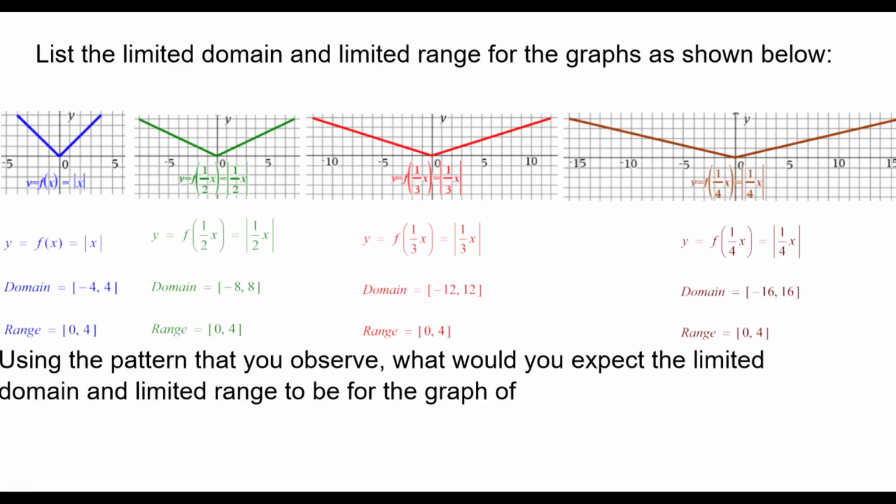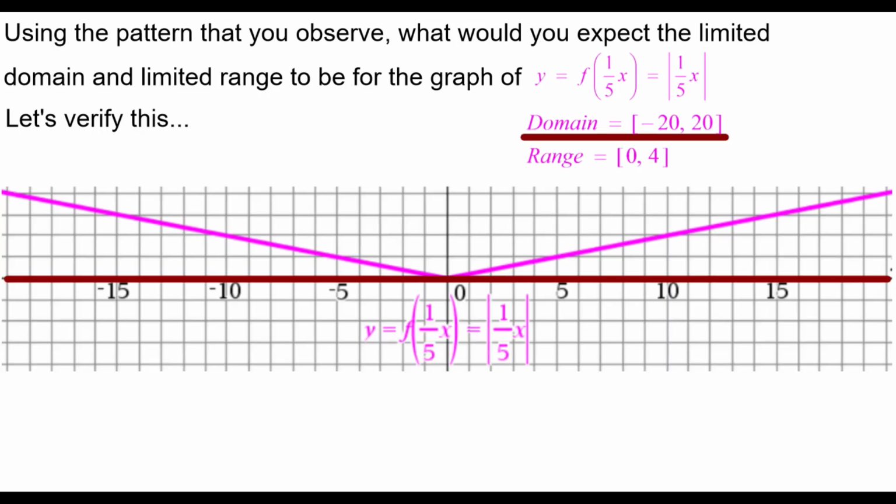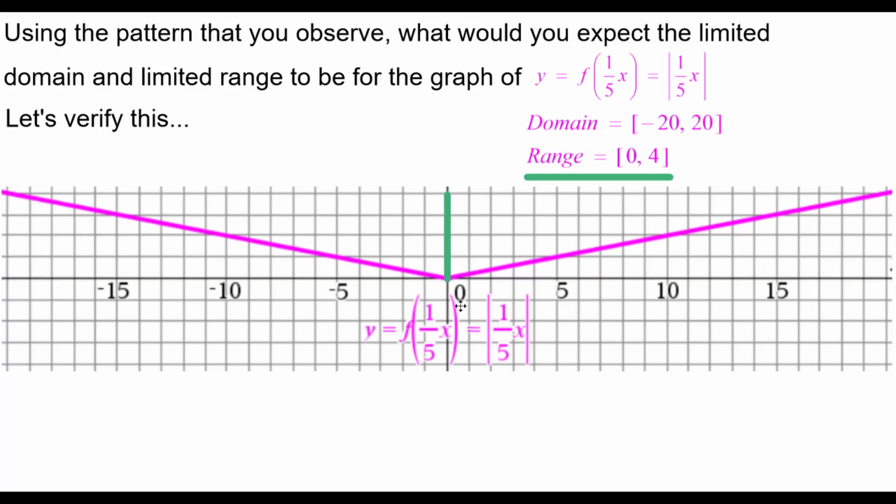Using the pattern that you observe, what would you expect the limited domain and limited range to be for the graph of f of x equals the absolute value of 1/5 x? So we'd expect the domain to be from -20 to 20 inclusive, the range 0 to 4 inclusive. And how could we verify that? We could just show you the graph and see that the domain is from -20 to 20, all the x coordinates, and the y coordinates go from 0 through 4 inclusive.